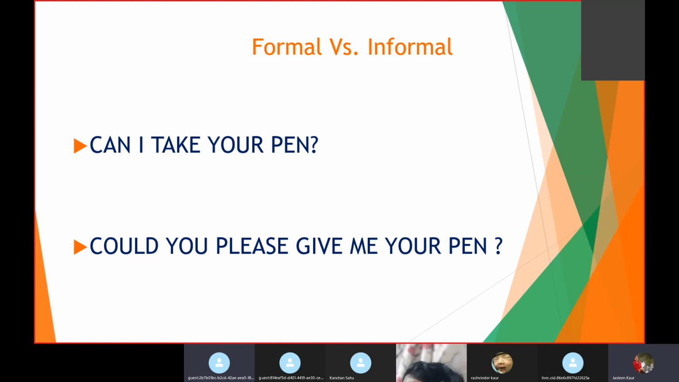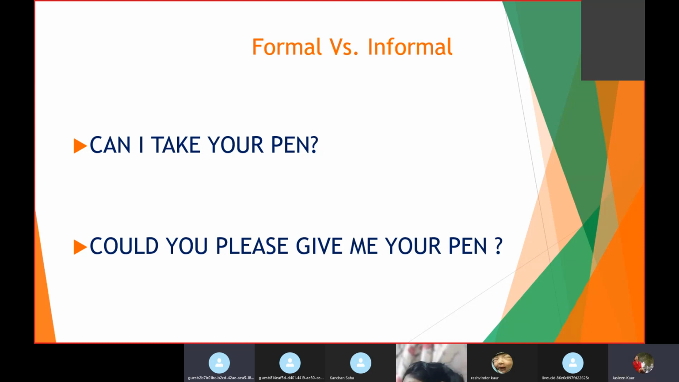It says formal versus informal. We always use formal language in the exam since this is a professional exam. Now when I talk about a polite way of asking something, when I say, can I take your pen? When we use can I, it's not that polite a way to ask. It seems like you're saying, okay, I'm taking your pen. You're not actually asking permission. When you say, can I take, you're informing that I'm going to take this.